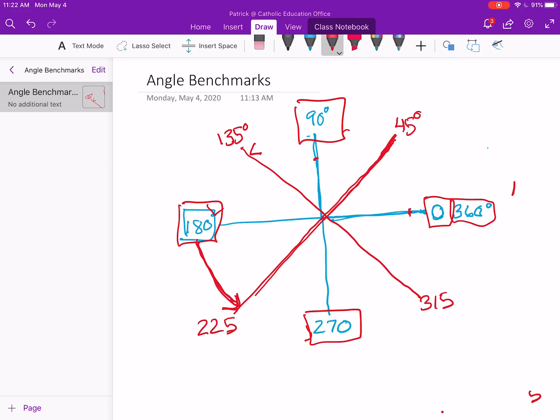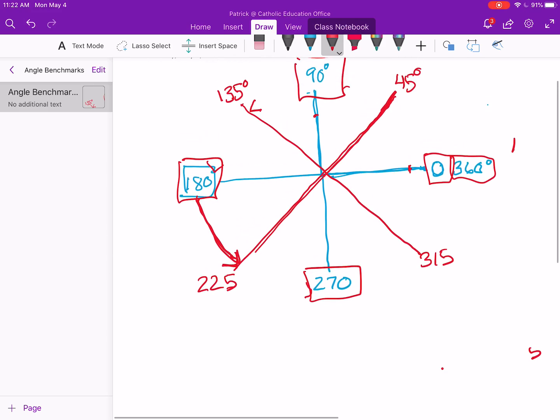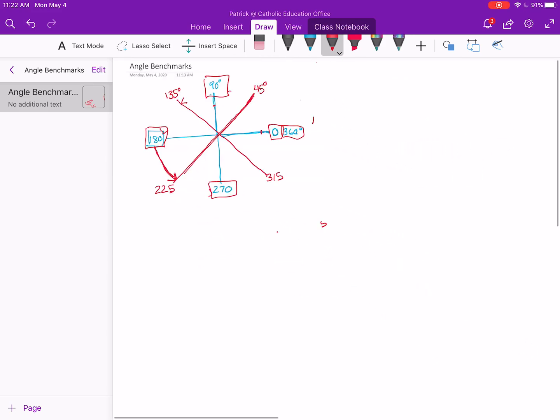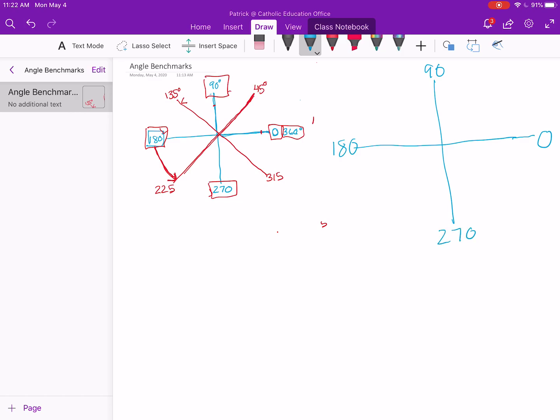So let's practice here. Starting, it should be 0. I'm going to move this down and make this a little smaller. So I'm going to draw another, and this is what you're going to do in your book. You're going to draw a cross like this. You're going to go 0, 90, 180, 270, and then it gets back to 360.